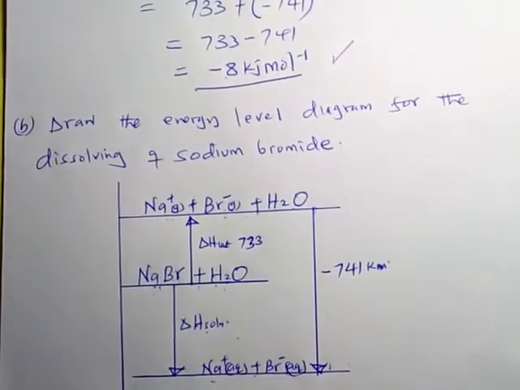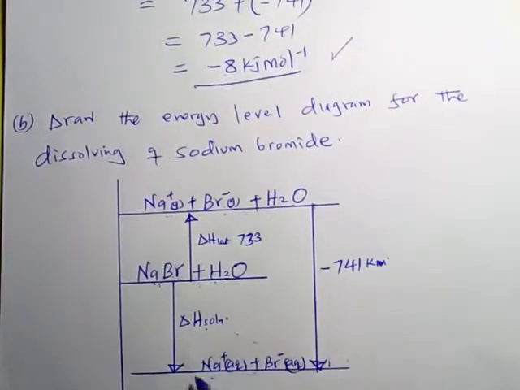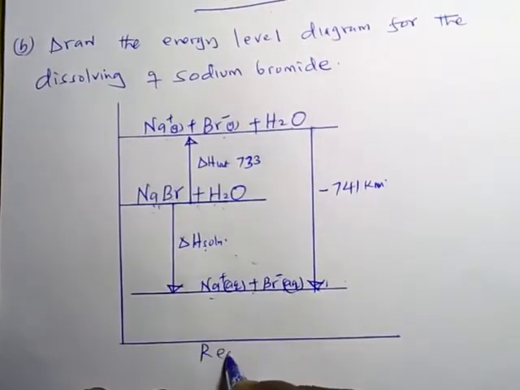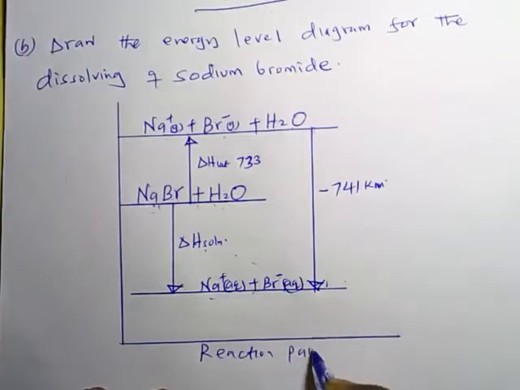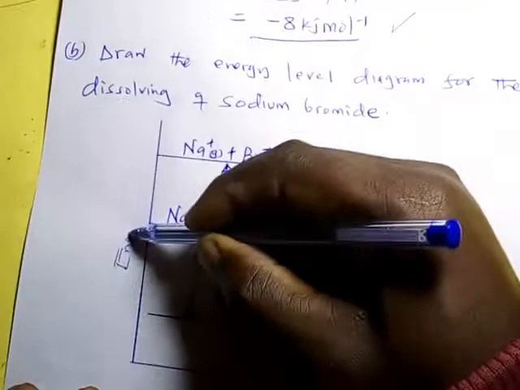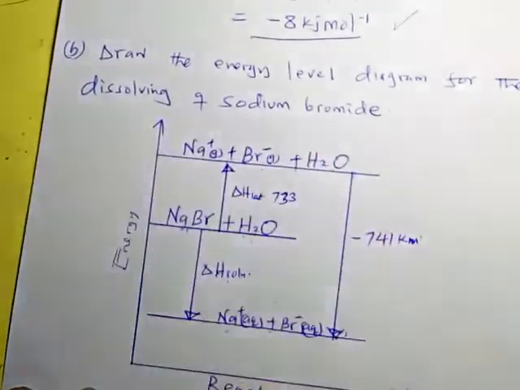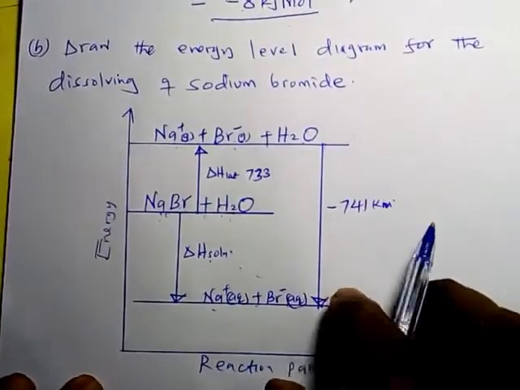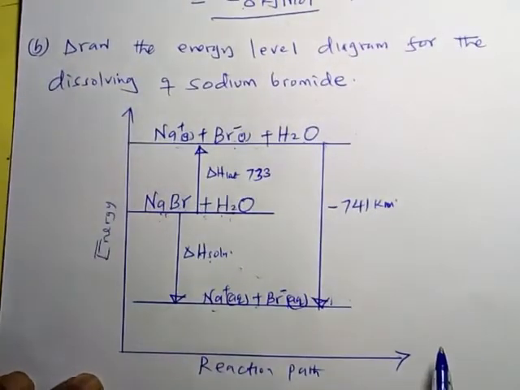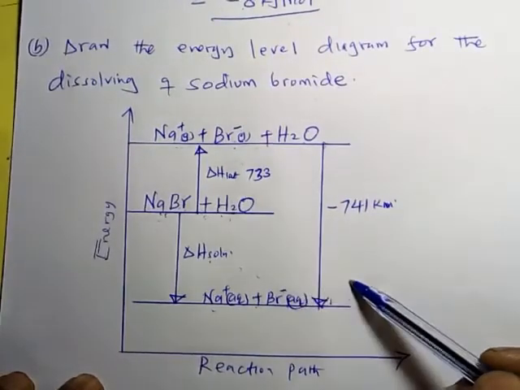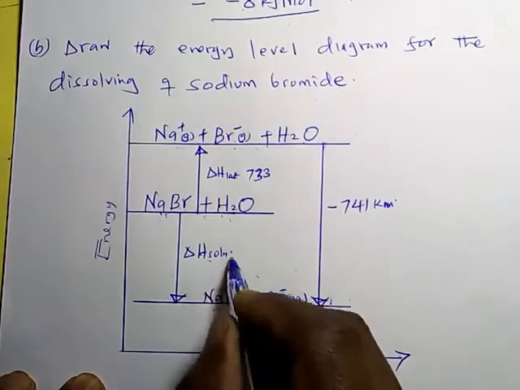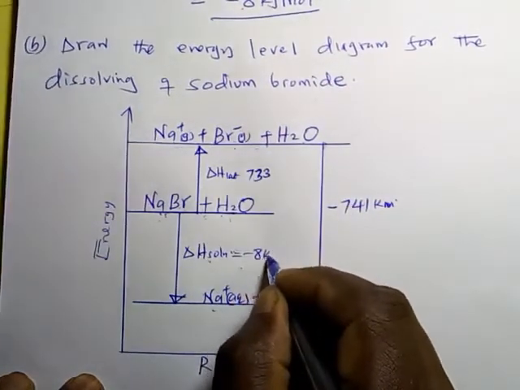Heat of solution we can calculate using this one. And this is how, so you write this one, a reaction, but here make sure you write energy. And this is now the energy level diagram for dissolving sodium bromide in water. Have you seen the difference between endothermic and exothermic? Now this is how exothermic looks like. But now we have the heat of solution, which was -8 kilojoules per mole.